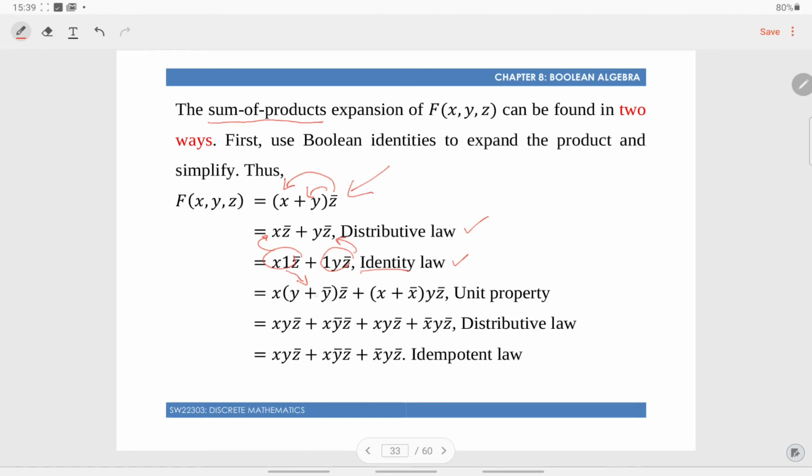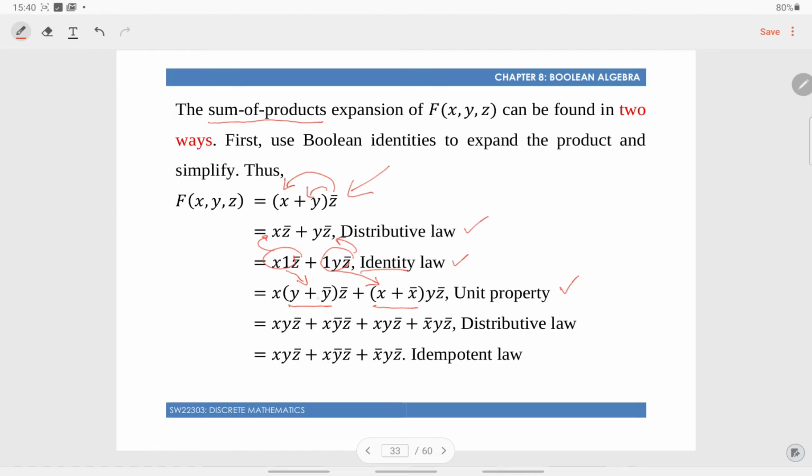So from here, the element 1 can be substituted by using this parenthesis. We have y plus y complement because it is equal to 1. This one also we have 1 here, so we have this parenthesis, x plus x complement, which is also equal to 1. This one equals 1, and this one also equals 1. So this law comes from the unit property.